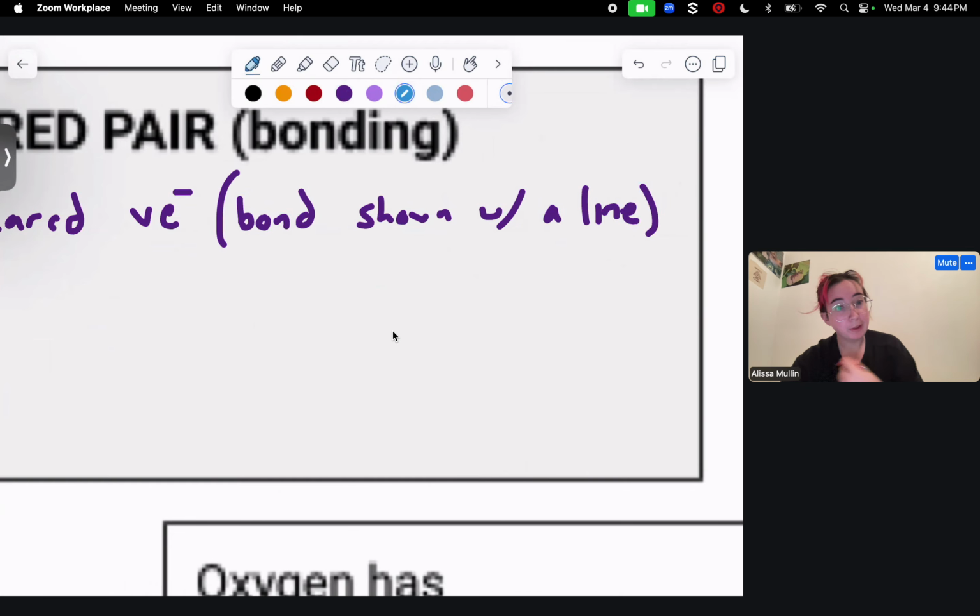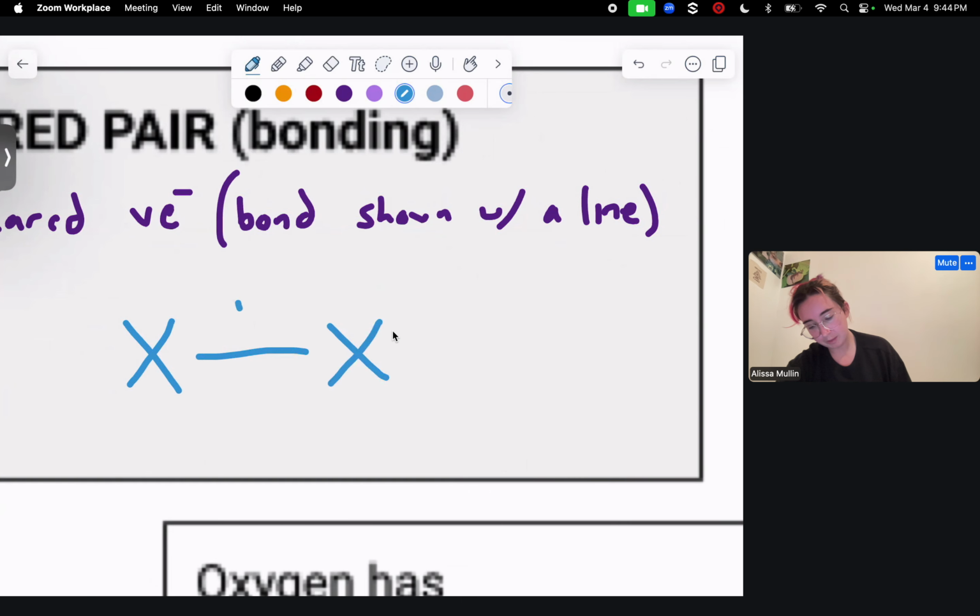So when we look at these structures and we see a line, that means that we're trying to show that those are shared electrons. So like this. Two atoms with a line in between. That line is shared electrons. And it's shared by both partners. So like this X has those two electrons, and this X has those two electrons. They're sharing them. So they both get access to the two electrons. So anytime you see a line, it means two electrons.